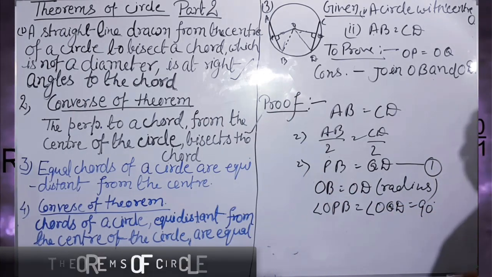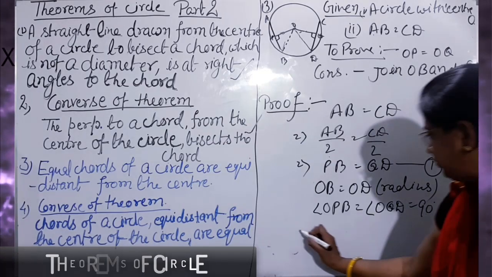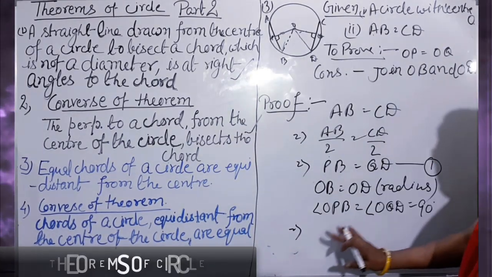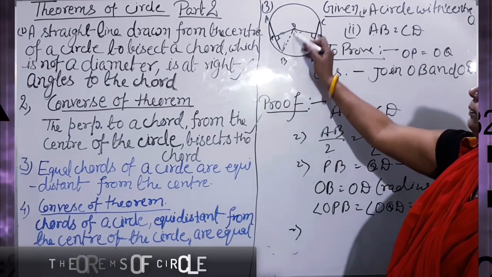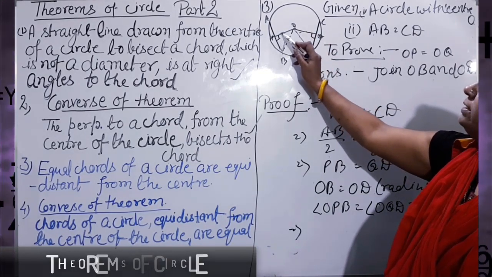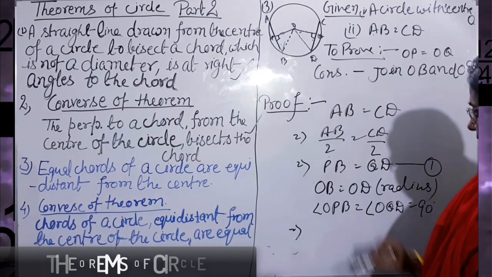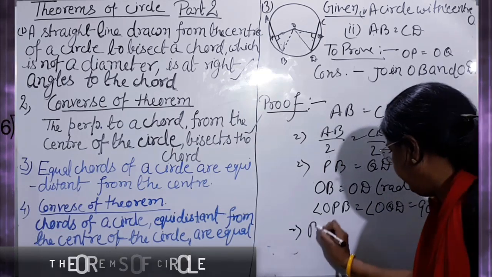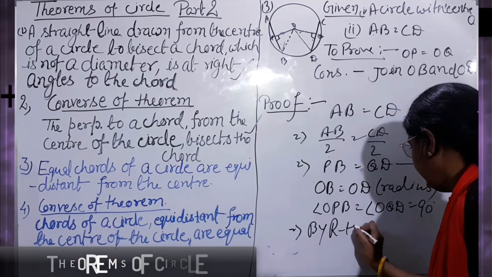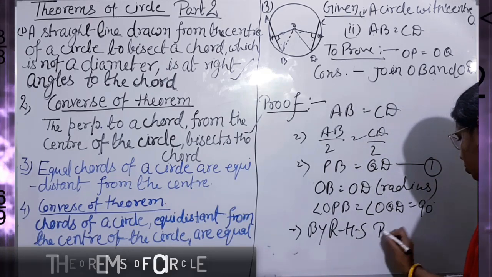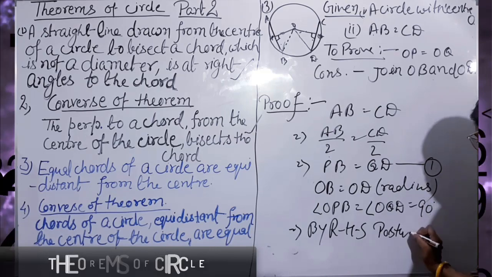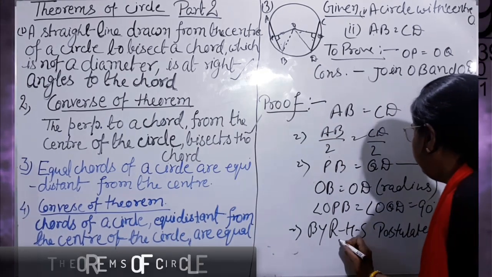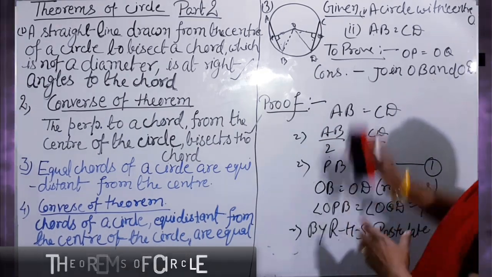It is given 90 degree. Now by which postulate? Both are right-angled triangles with equal hypotenuse and any one side. It means by RHS postulate. Both triangles are congruent by RHS postulate.